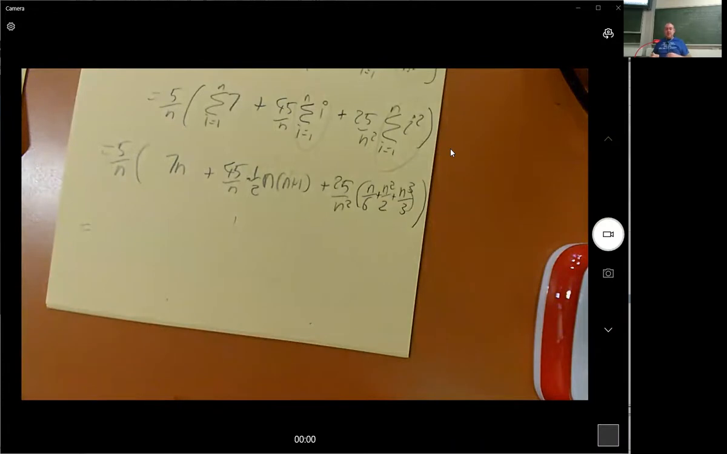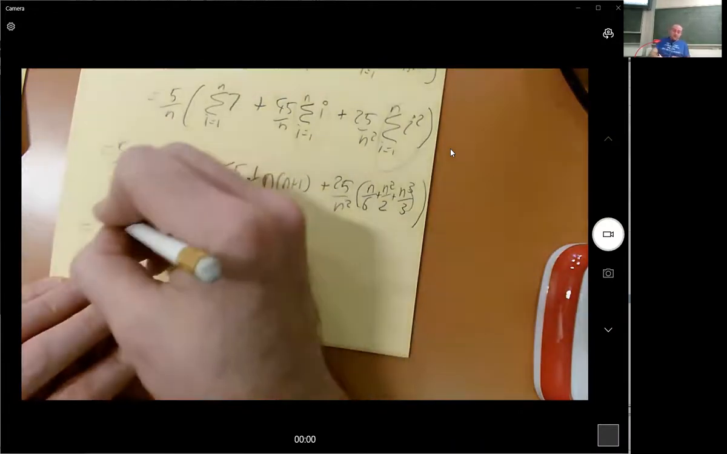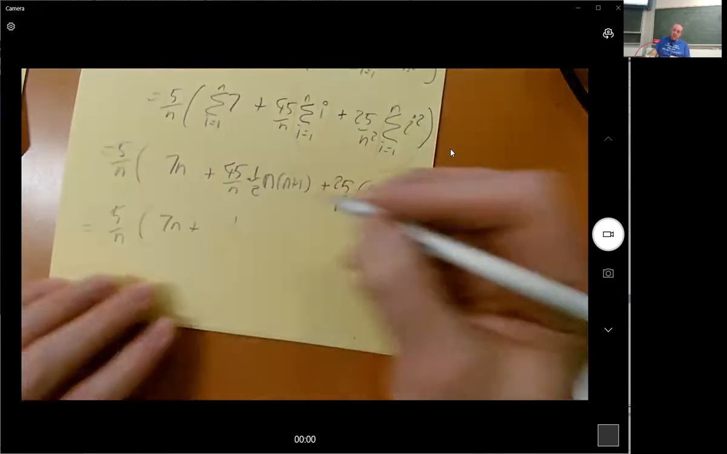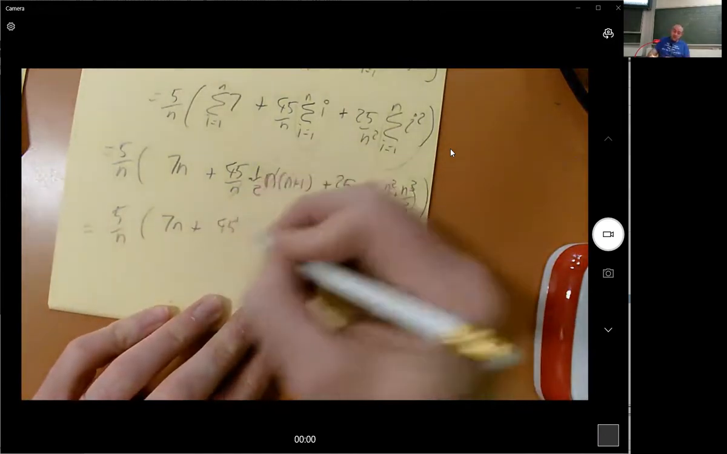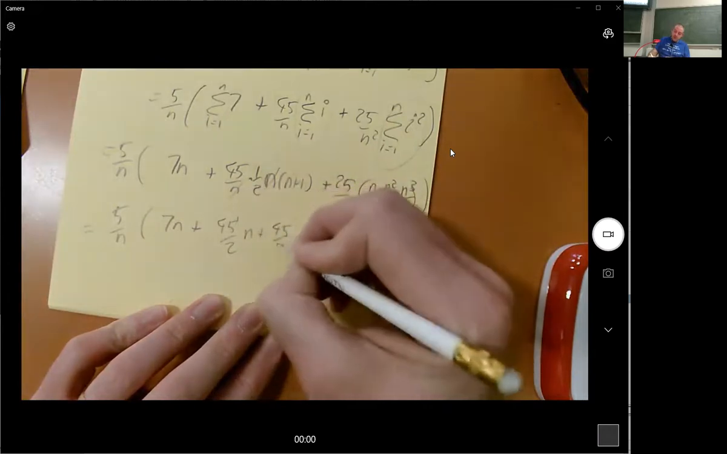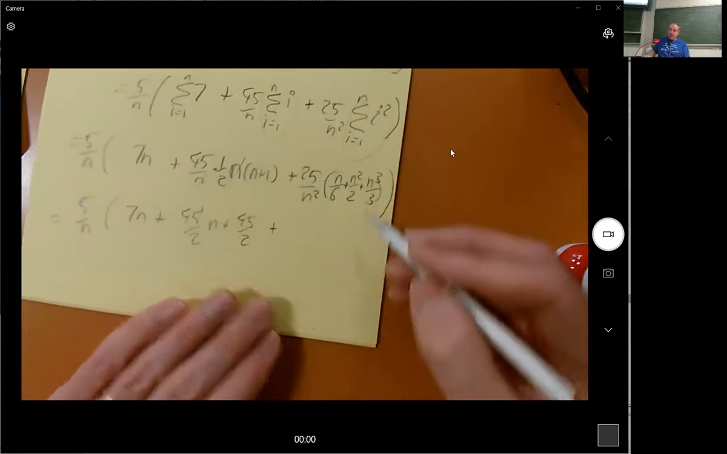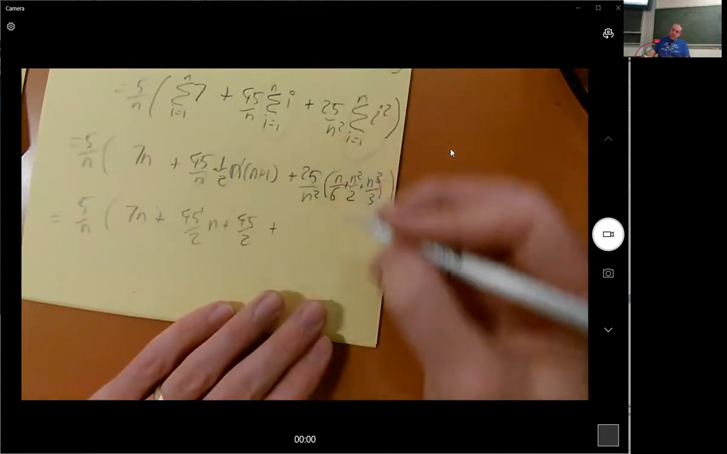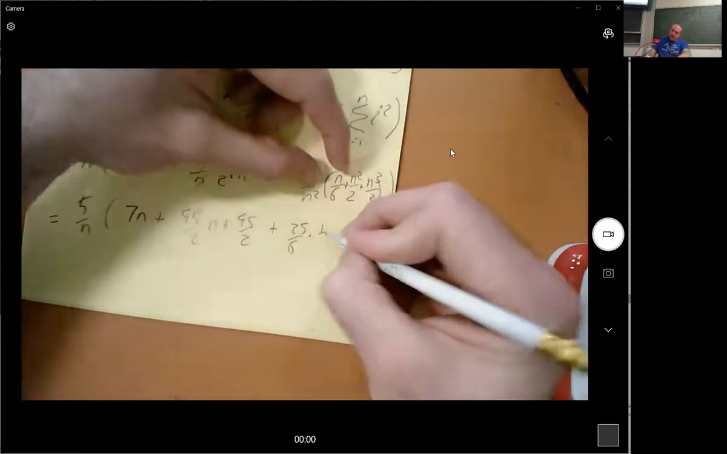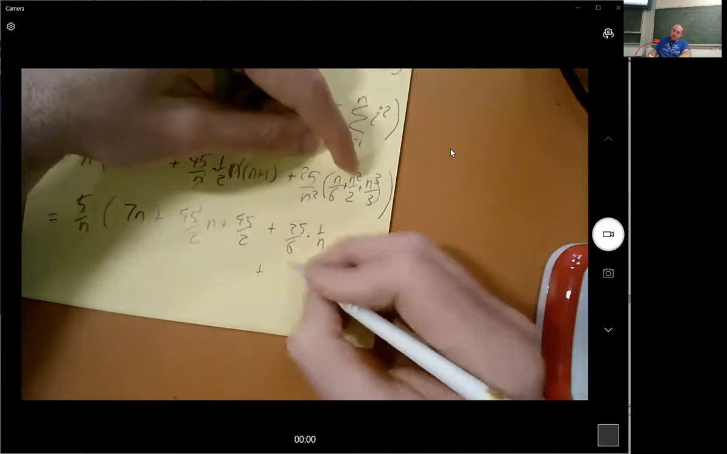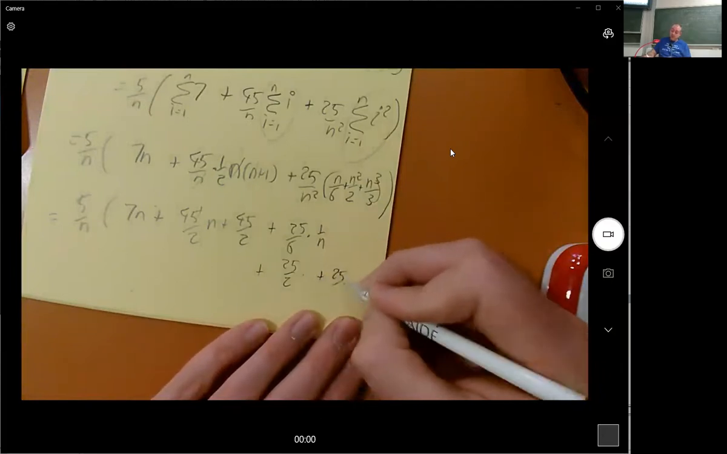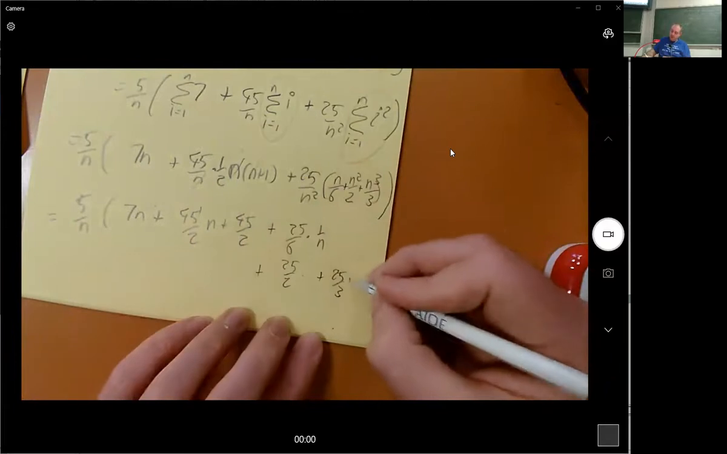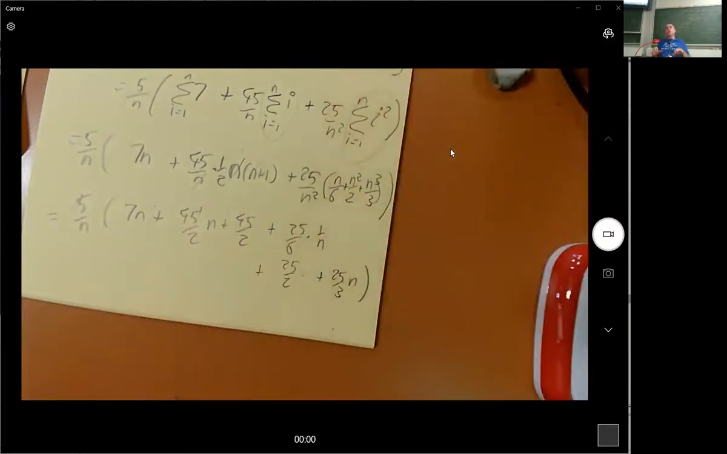So the first thing I'm going to do is, I'll leave that there for a second. So I've got those n's divide each other away, and I've got 45 on 2n plus 45 on 2, because that can come in. And then, all right, I've got 25 on 6 lots of 1 on n from the n on n squared, and I've got 25 on 2 lots of 1, because n squared divided by n squared is 1, plus 25 on 3 lots of n, because n cubed divided by n squared is n. Okay. What you want to do is separate all your n's and n squareds and stuff. That's the plan.